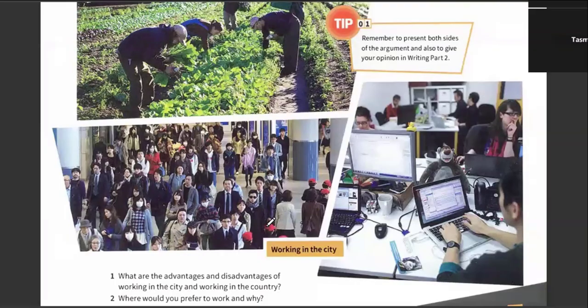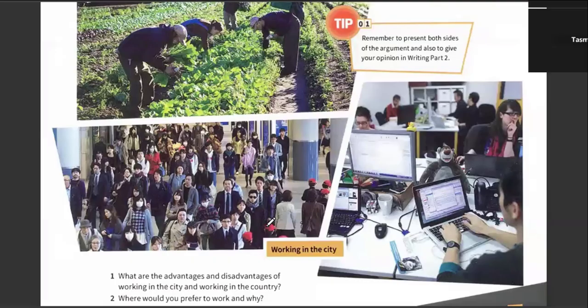Well, these are points that can be included if we're talking about living in a city. Because we're talking about working in a city, you include points that are related to work. So job related things, work related things. For example, one advantage could be that working in a city has higher pay than working in the country or in the countryside.